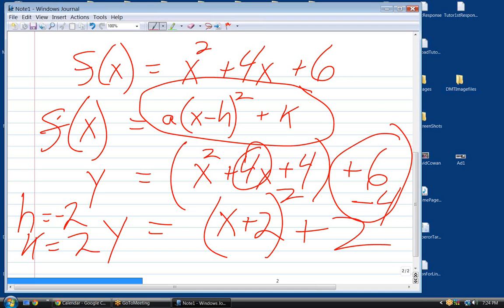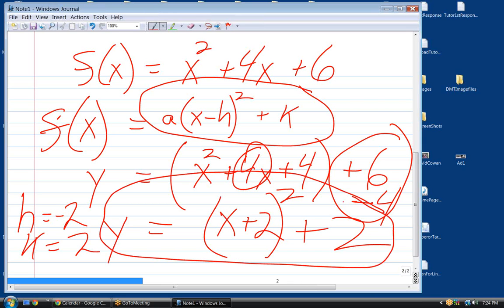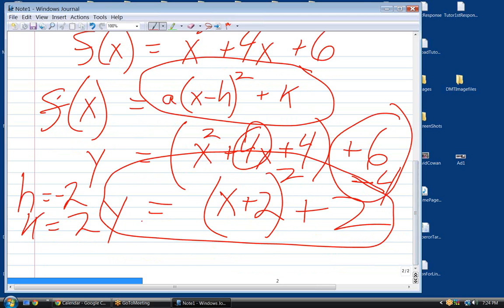What was the question again? What are you supposed to determine here? Rewrite into standard or vertex form. Find the vertex and the axis of symmetry, and graph. Okay. Well, there's standard vertex form right there. Okay. Axis of symmetry is what?